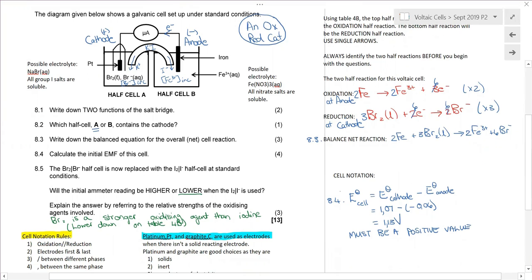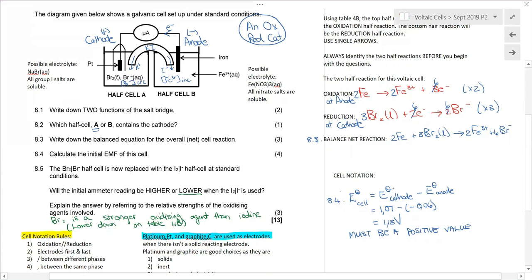8.4. Calculate the initial EMF of the cell. If there was a voltmeter here, what would that voltmeter read? You go to table 4B and you write down E cell. You copy this from the data sheet. It's cathode minus anode, or reduction minus oxidation.